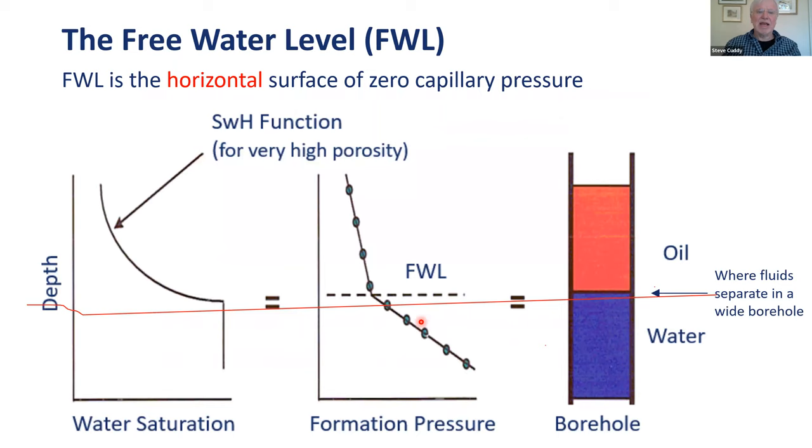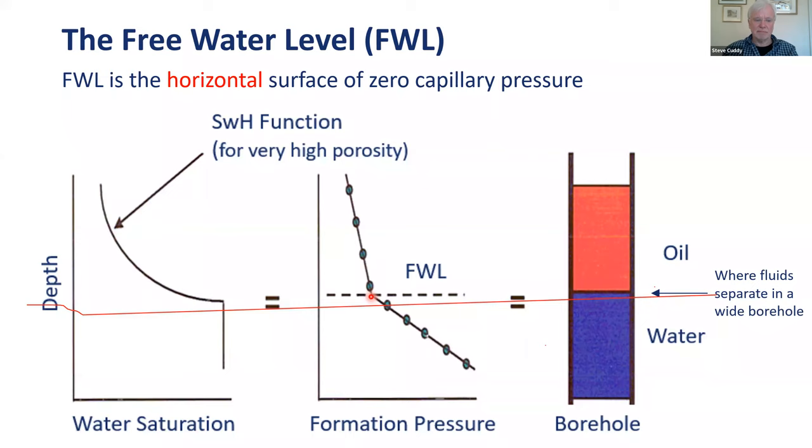Now, what is a free water level? The free water level is where fluid will separate out in a wide borehole, as shown here. It is also the intersection of the pressures above and below the free water level. And notice that these are straight lines. They're not curved, so it's very clear where the contact is.